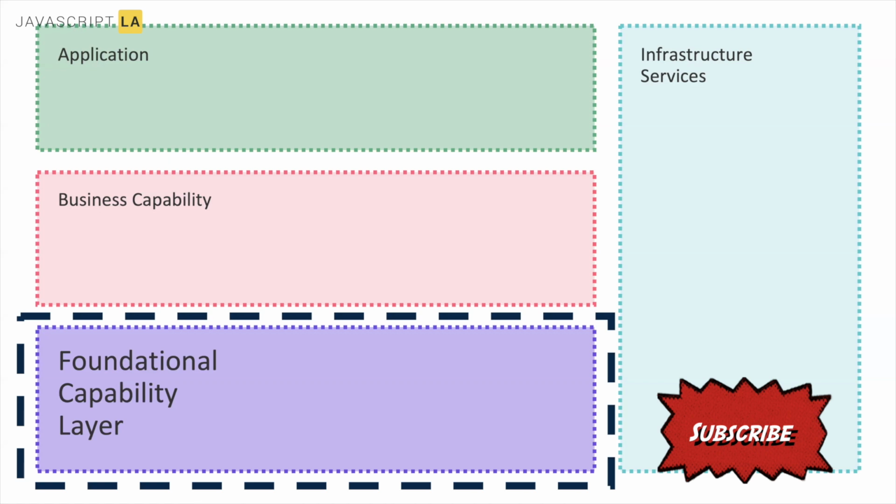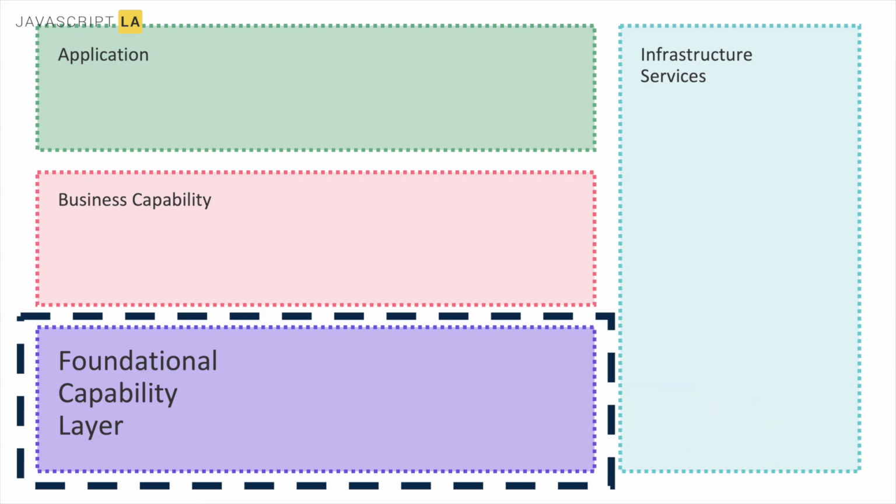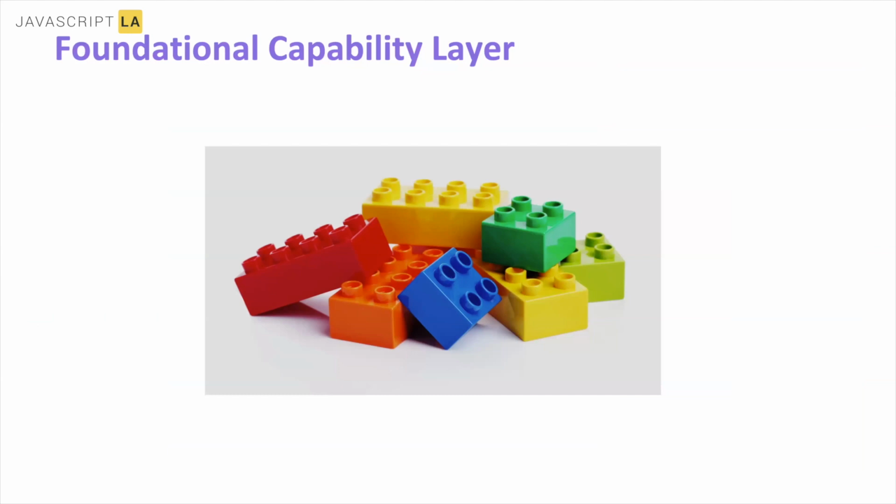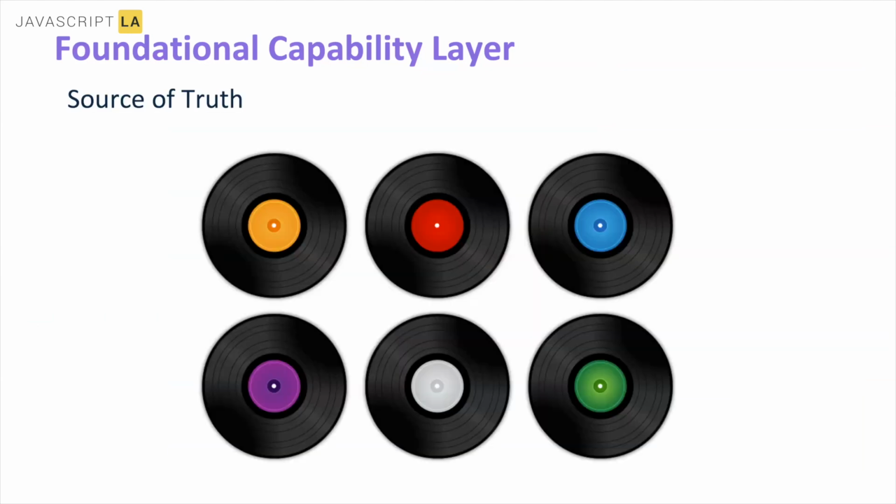The final layer is the foundational capability layer. This is really your building blocks that everything else is built on. This should be the single source of truth. These are your records. This is where actual data is stored and the actual information is saved.